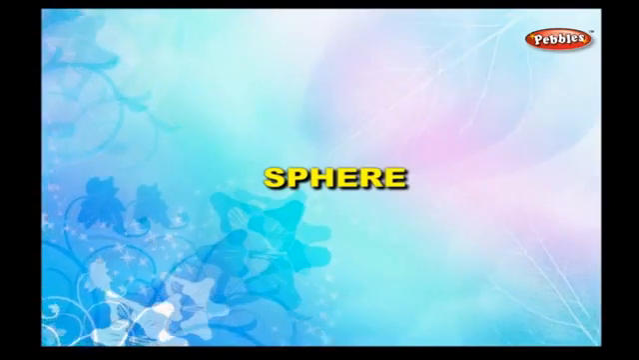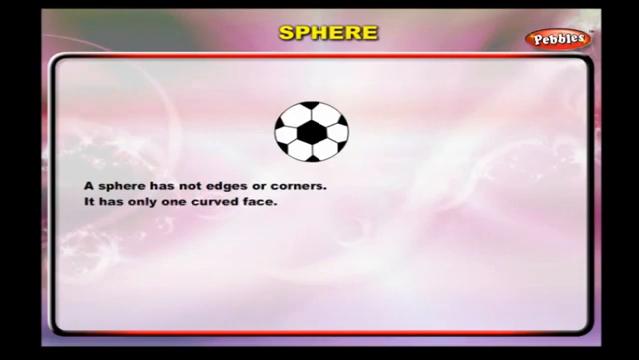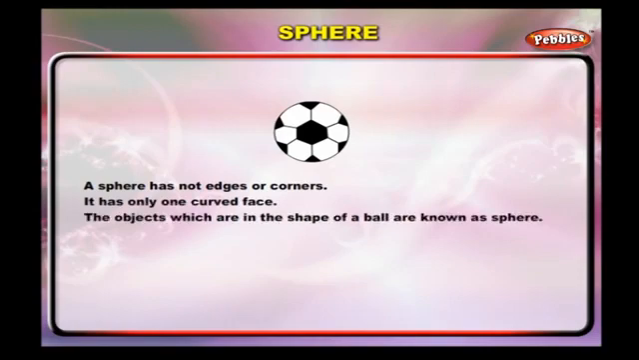Sphere. A sphere has no edges or corners. It has only 1 curved face. The objects which are in the shape of a ball are known as a sphere.